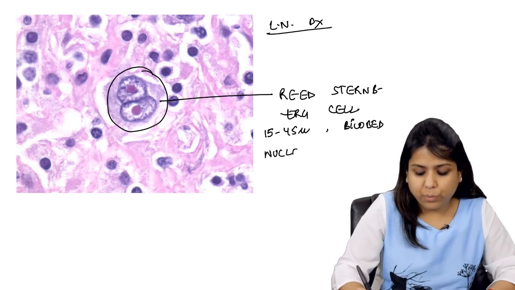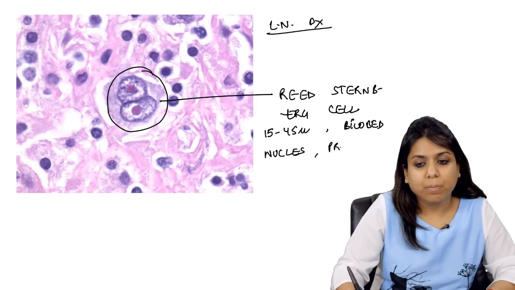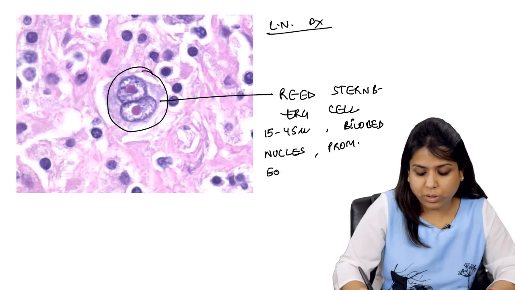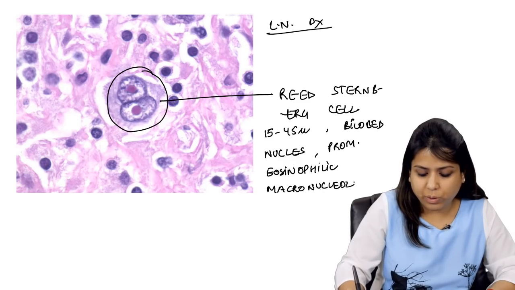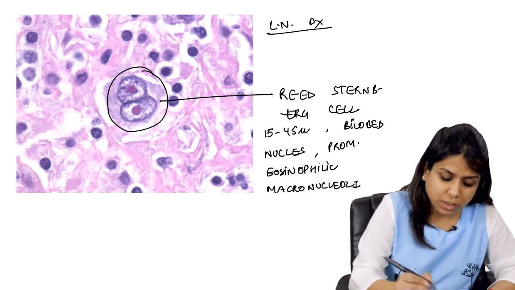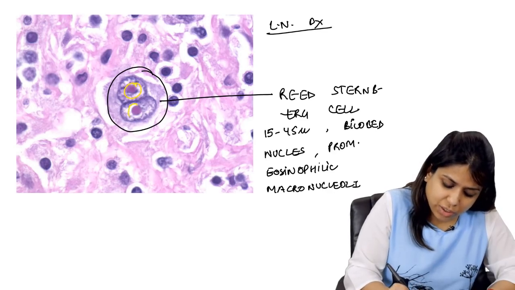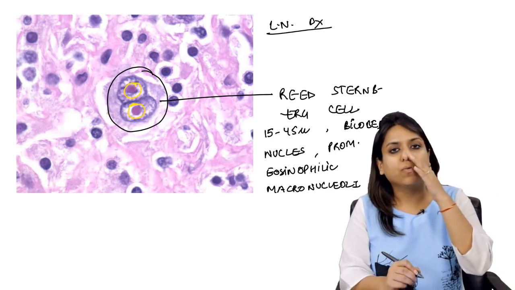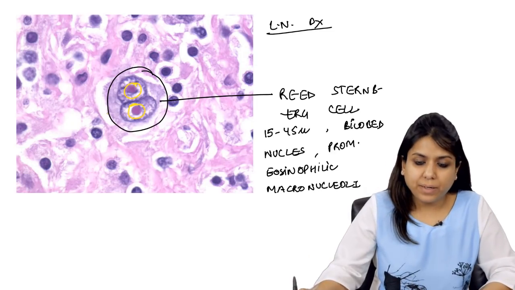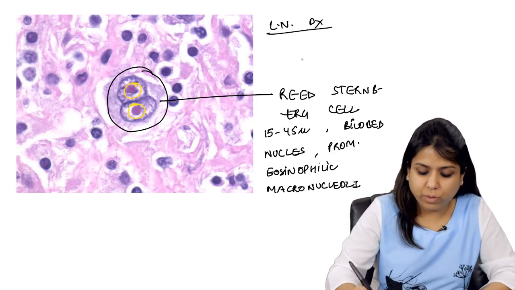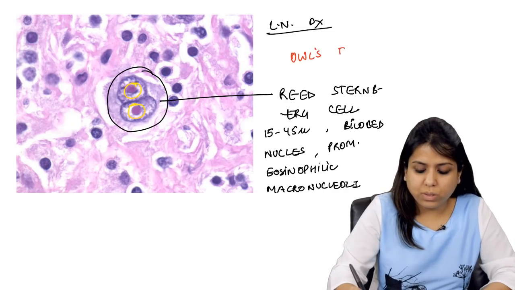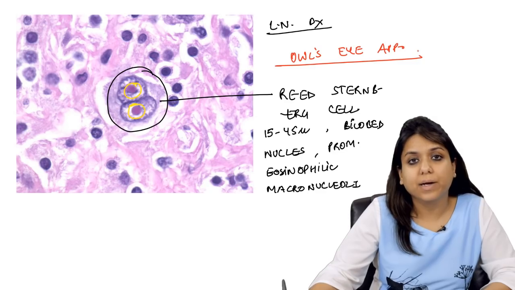Large cell with a bilobed nucleus, prominent eosinophilic macronucleoli. Can you appreciate? A nucleoli which is pinkish in color. So this is called as eosinophilic macronucleoli, right? And this appearance therefore is called as owl's eye appearance.